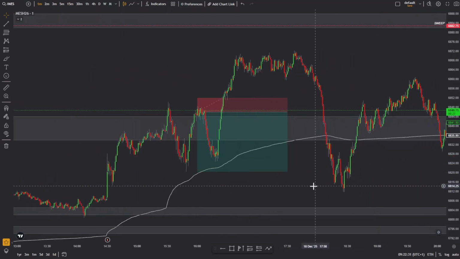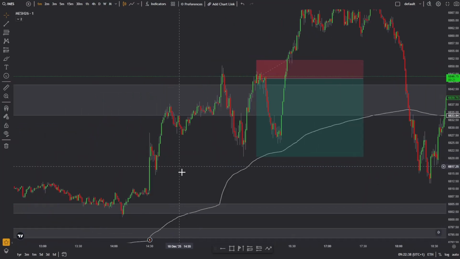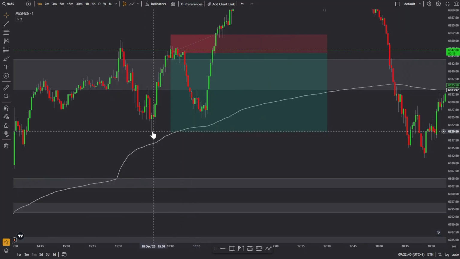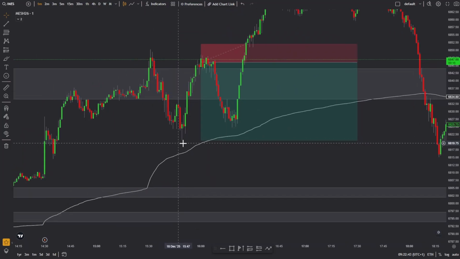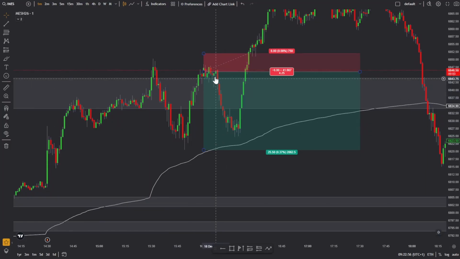So the reason I targeted what I targeted was the low of day. Not the lowest point of the day, but the lowest point of the market open session, the real trading hour session. The market opens here at my time at 3:30, which is Europe time, and this was the lowest point. So this was my full TP.